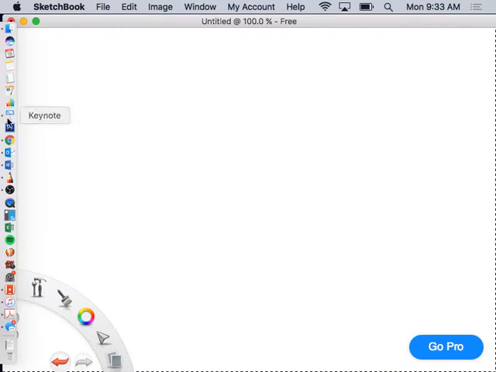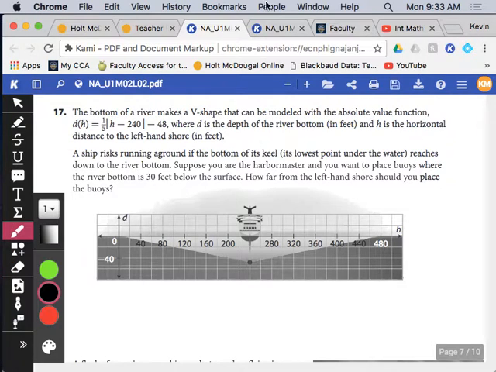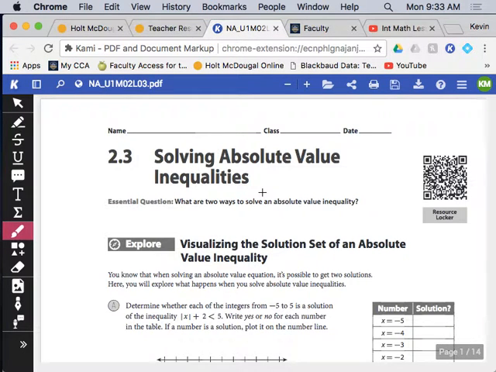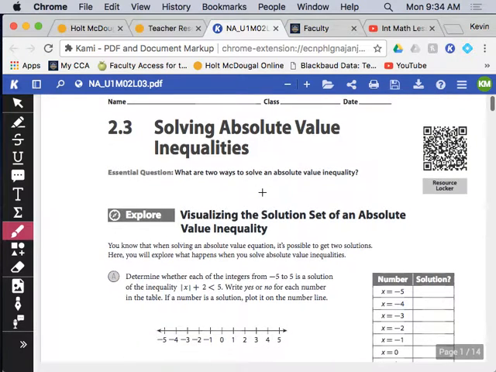Let's move forward. Section 2.3. Solving absolute value inequalities. All right. We started by graphing absolute value functions. Then we, in section 2.2, solved absolute value equations. Now in section 2.3, we are solving absolute value inequalities.